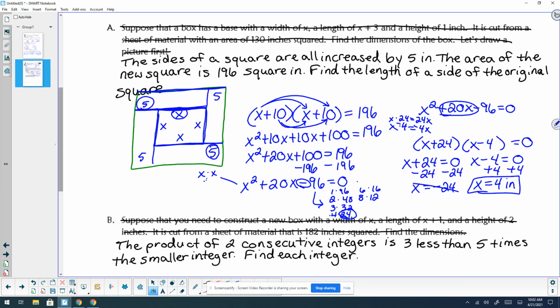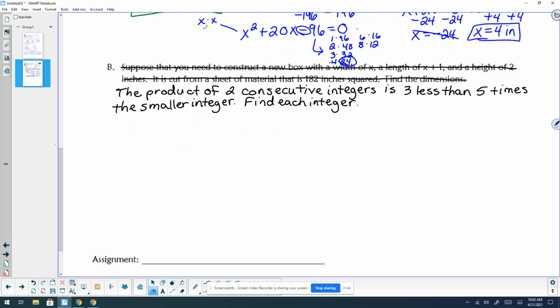All right, let's move on to B. The product of two consecutive integers is 3 less than 5 times the smaller integer. So I'm going to have two integers. The smaller one is always x. That's going to be my smaller integer.